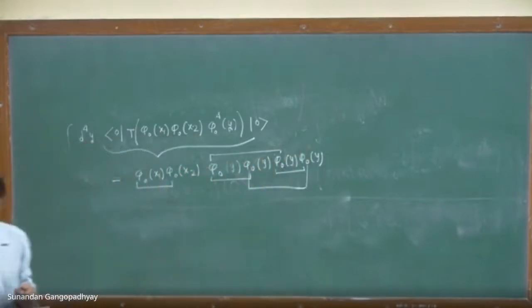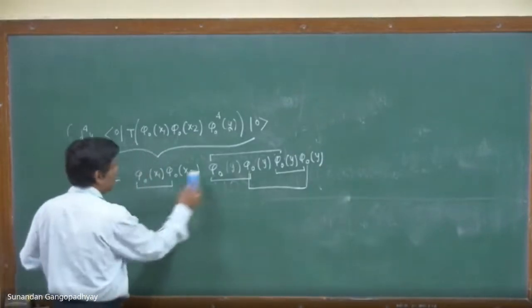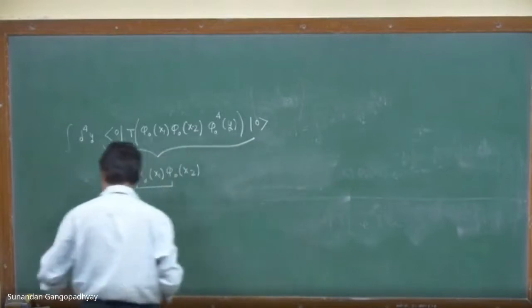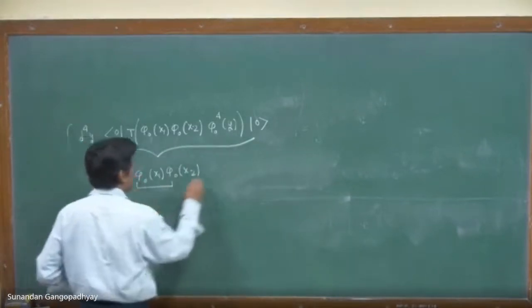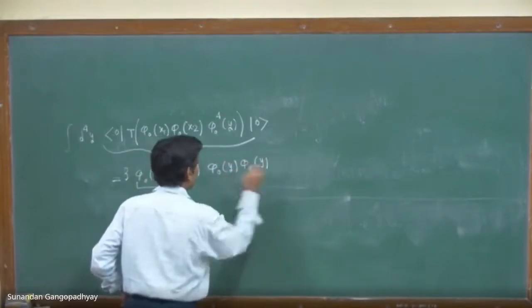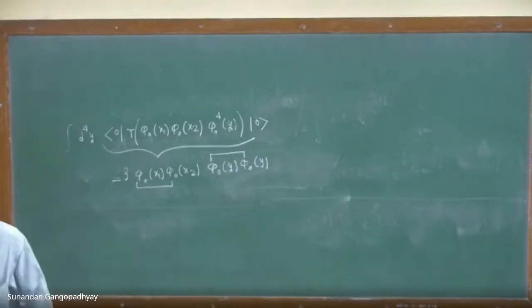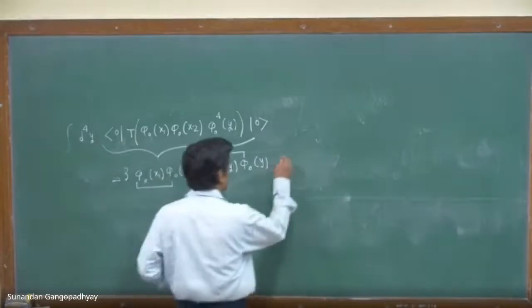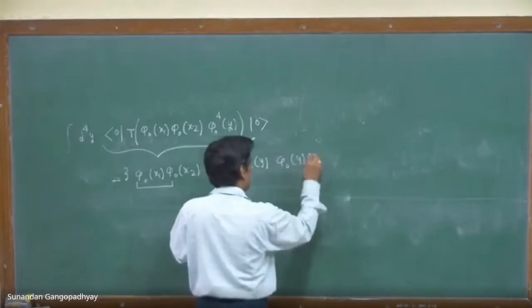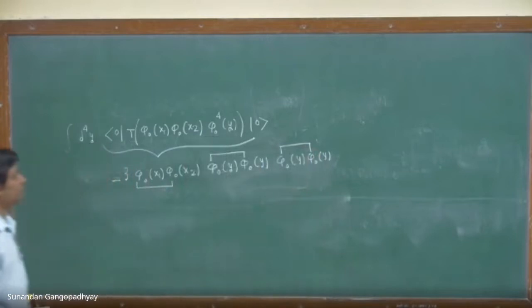So how many terms are there? Three possible terms. So this will actually lead to three times phi naught y, phi naught y contractions. So there will be three terms which come from here. Is this clear? Yes. So this is one contraction and this is another contraction. There will be a factor of three.